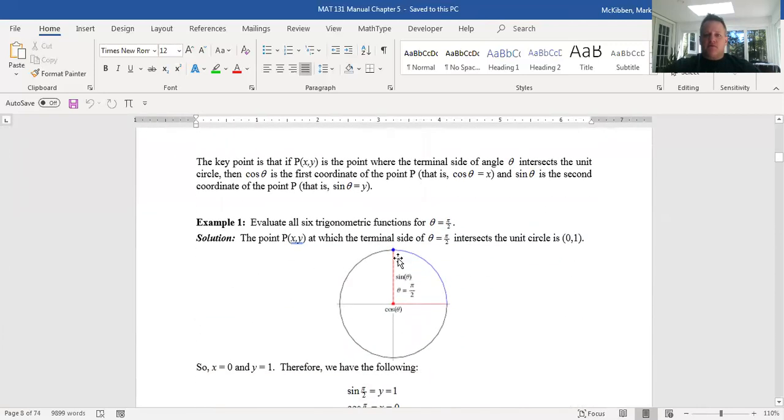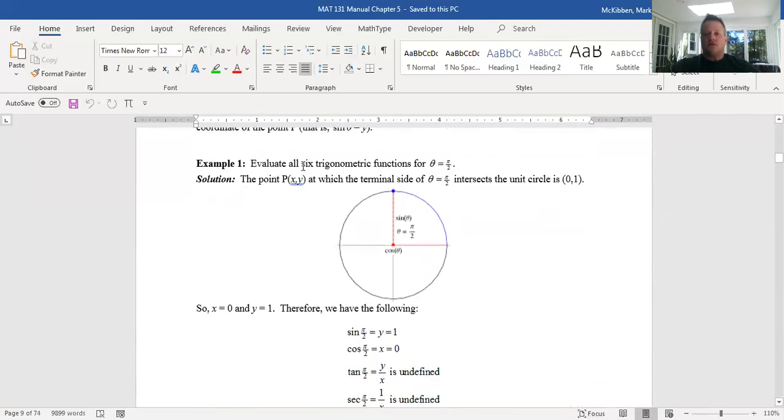Let's compute the sine and cosine of some standard angles. All right, so first one, let's evaluate all six trig functions for theta equals pi over 2. Sometimes they're going to be undefined. In fact, if the bottom is 0 when you try to compute this, then that function will not be defined at that angle.